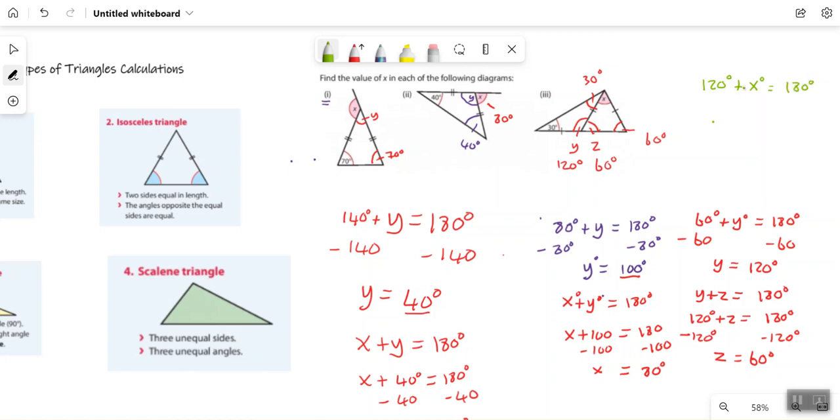So now we can get rid of the 120. So we can minus 120 from here and minus 120 from here. So these will cancel out, and I'll be left with x degrees is equal to 180 minus 120, which is equal to 60 degrees. So therefore we can say that this angle here is equal to 60 degrees. So this is a typical kind of calculation that you can be asked when working with these special types of triangles.